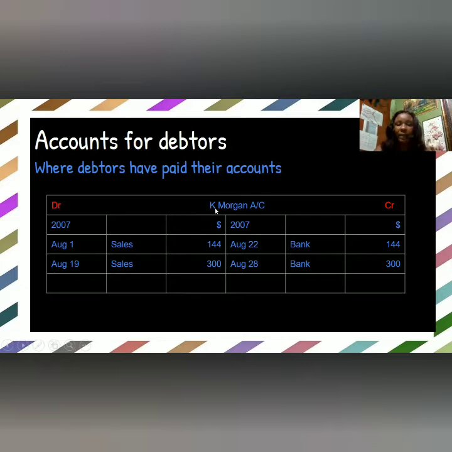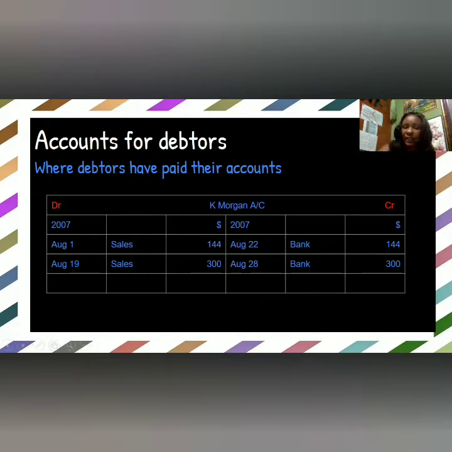So where debtors have paid their accounts, it means that there is no balance on the account. K-Morgan account. On the left side, we see the DR sign, which is showing us it's our debit side. And on the right-hand side, we see the CR, which is showing us it's our credit side. The debit side records what? Anything coming what? Into the account. And the credit side shows whatever is going out of the account. So let's start at the top. August 1 on the debit side.